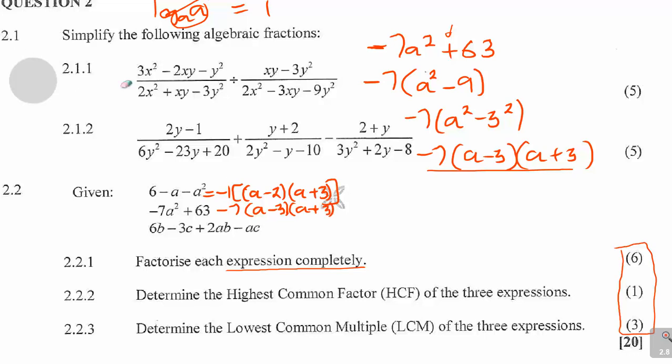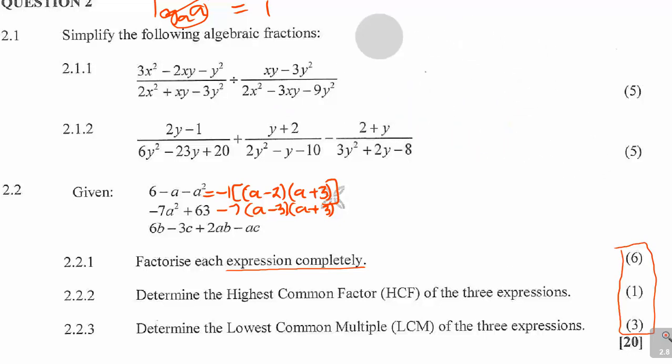And lastly, you use the last one, which is 6b minus 3c plus 2ab minus ac. Now, what the examiner did clever here is they wanted you to be careful. This is grouping because there are four items, as you can see, 1, 2, 3, 4. So you needed to factorize by grouping in this case.